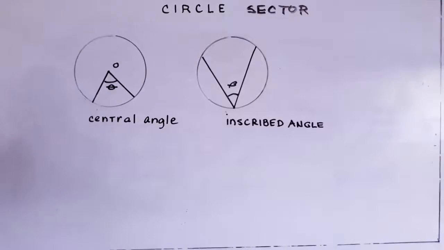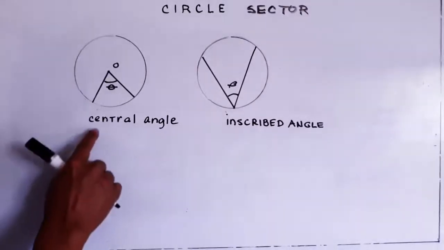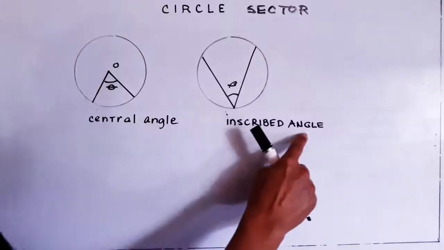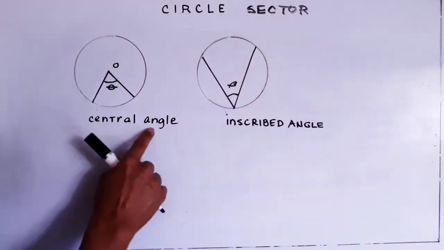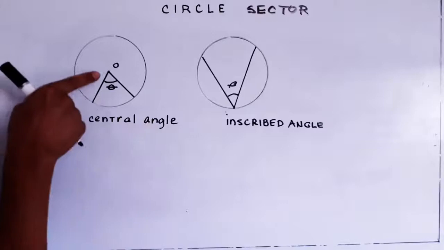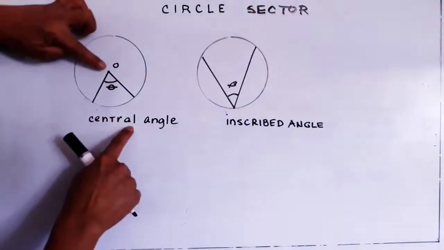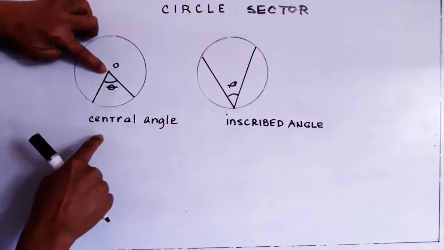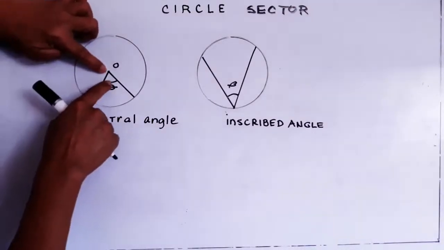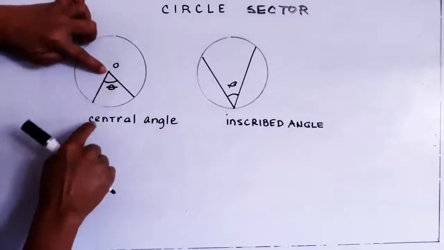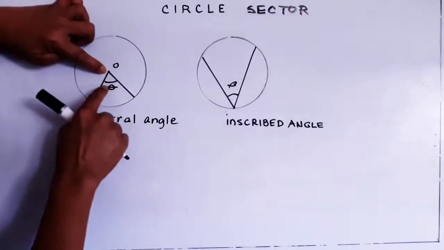Here, class, we have the difference between the central angle and the inscribed angle. For the central angle, this one is an angle from the center. The word central means center. So we have the center of the circle at this point, and the angle is there, near the point O, the center of the circle. We call that the central angle.